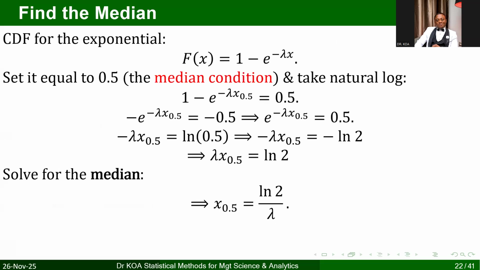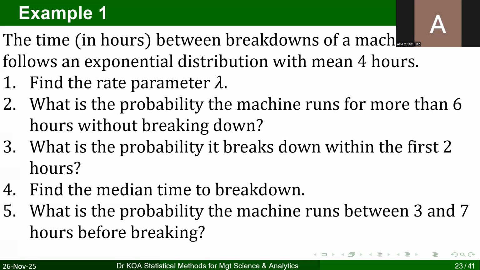That means I need to use the median condition. The median condition is this. So the median time to break down is x 0.5, which is ln 2 over lambda. So that becomes ln 2 over what? What is your answer? 2.7. So 2 hours, let's say about 45 minutes. Exactly. So it's 2.7726 hours, isn't it? Yes. Correct.